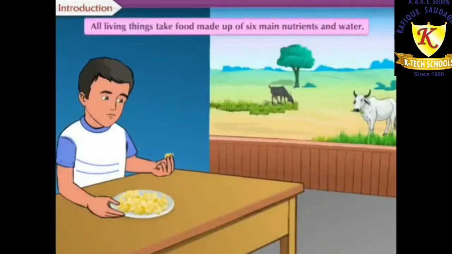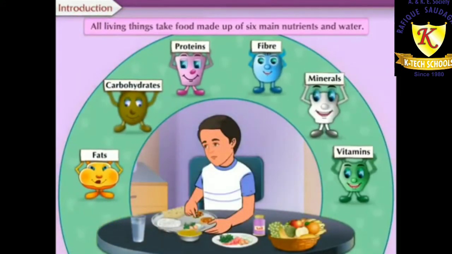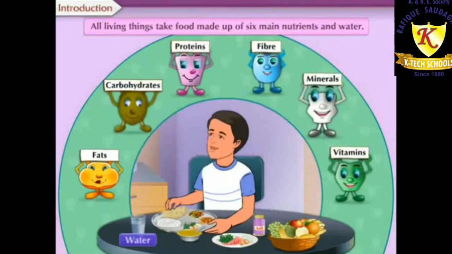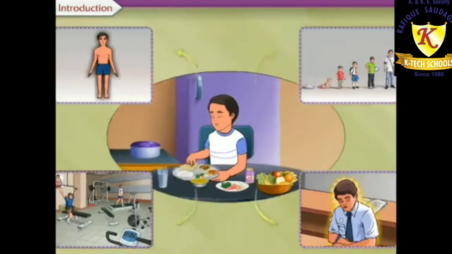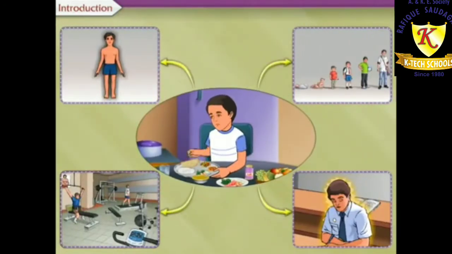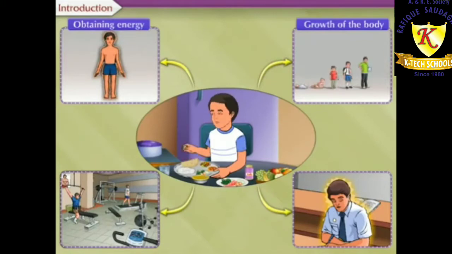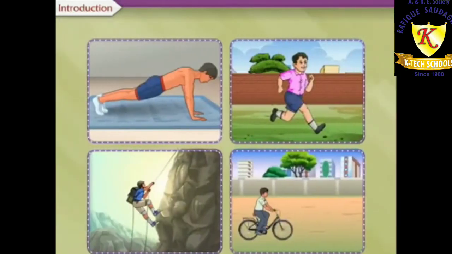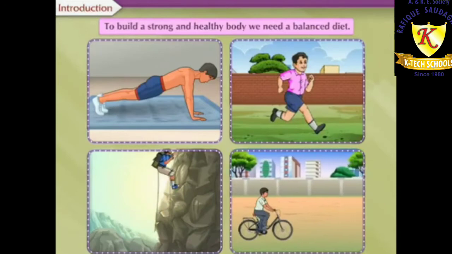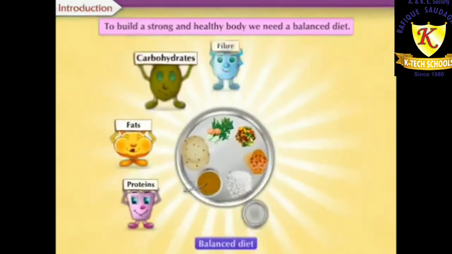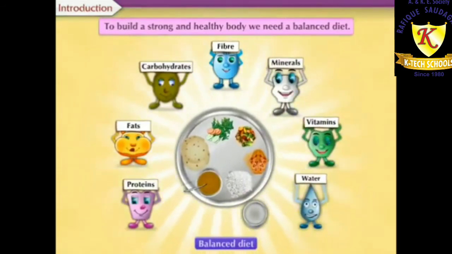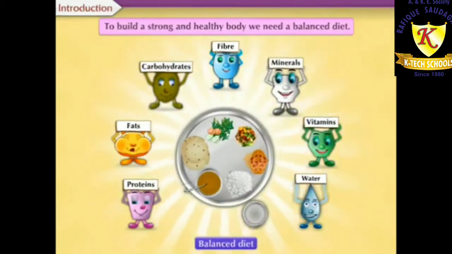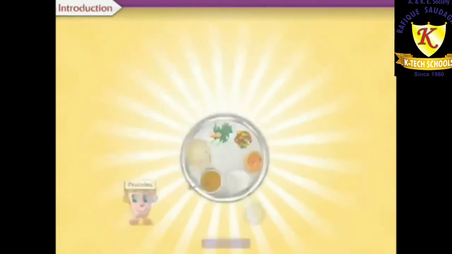We know, children, that all living things take food made up of 6 main nutrients and also water. And this food is used for a variety of purposes such as obtaining energy, growth of the body, to carry out day-to-day functions, and to fight diseases. Right, students? And to build a strong and healthy body, we need a balanced diet. That is, all nutrients in the right proportion and in sufficient quantity. Okay, children?